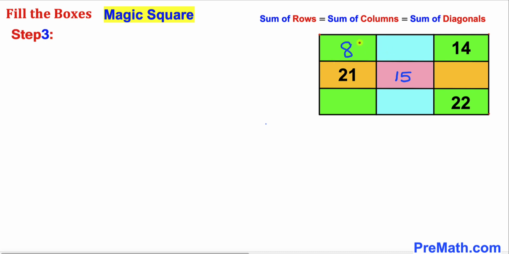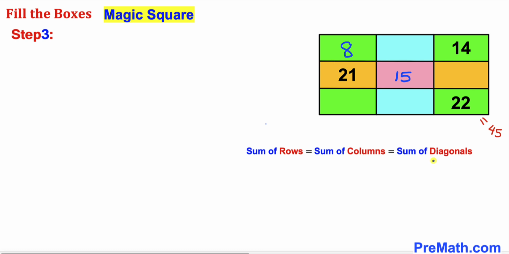Now we can see that we have figured out all the values in this diagonal. Let's add them up. 8 plus 15 plus 22 is equal to 45. So we figured out the sum of the diagonal is 45. Therefore the sum of all columns must be 45, and the sum of all rows must be 45 as well.